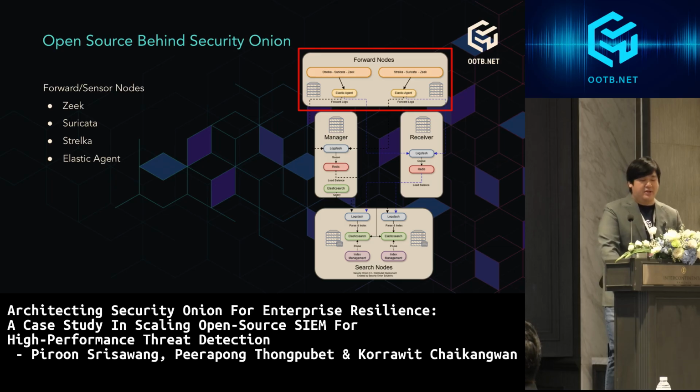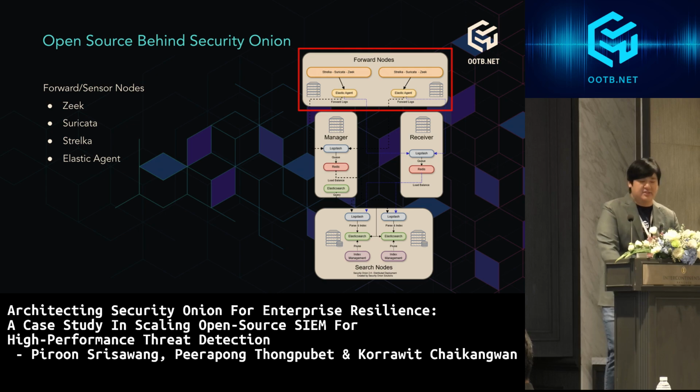Another important point is that Security Onion is built on top of a wide range of open source projects. The first component is a forward node, or we can call it the sensor node. This layer is responsible for collecting raw data and then forwarding it to the manager. It combines several well-known open source projects.